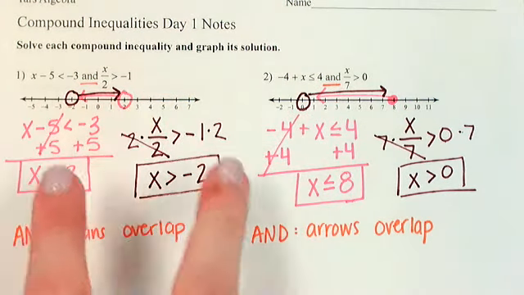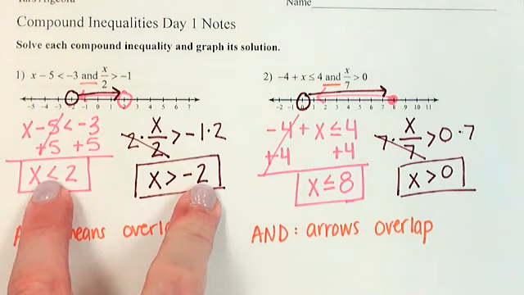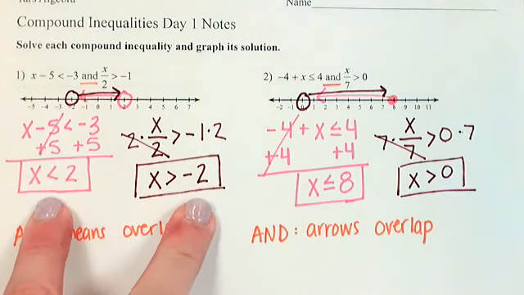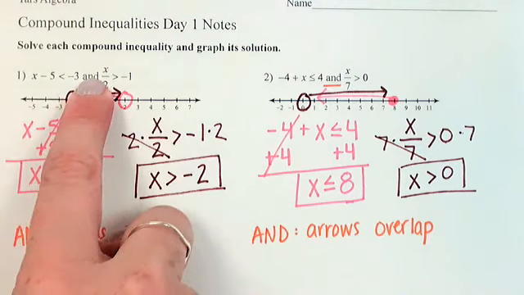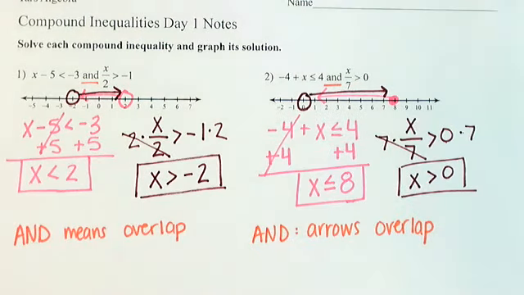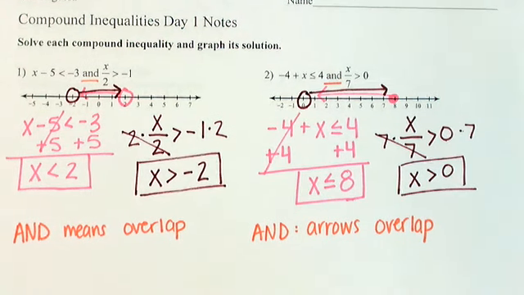So you have your two separate equations. All right, you write them separately, solve them, and then graph them both. If it has an "and," your arrows should overlap in the middle. So that's the first half of what we're learning today.